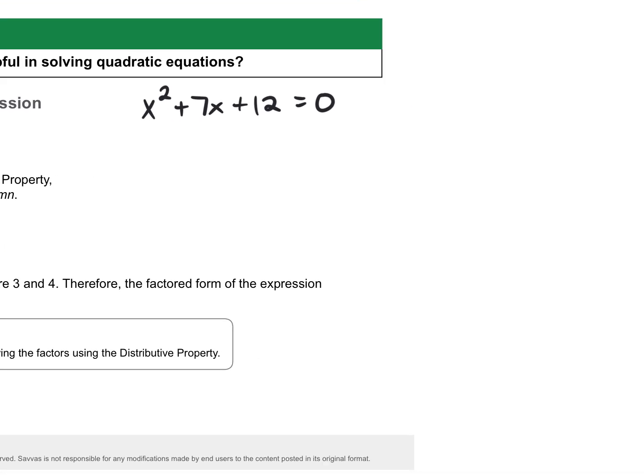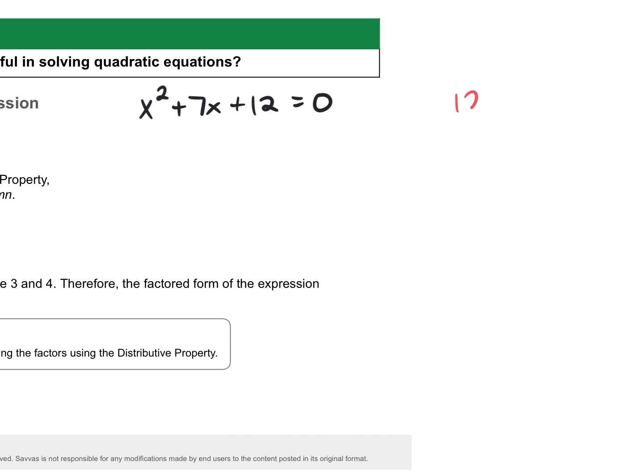There's three factors, so... Factors of 12. And then pick which one equals 7. What are factors of 12? 1 and 12, 2 and 6, 3 and 4. Which one of those factor pairs adds up to 7? 3 and 4. Do I need to change any of the values? No. How are we writing our answers here? X plus 3, X plus 4.